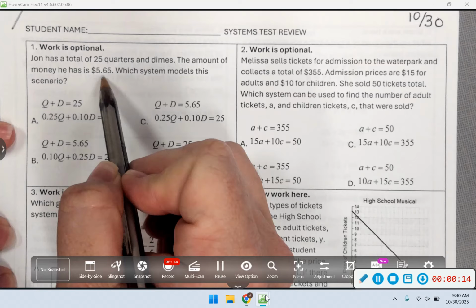So it tells me adult tickets is A, so this is 15A for adults, and then children tickets are C, so 10C. So I know it has to have a 15A and a 10C. This one does, this one does, this one does not, and this one does not. Again, money goes with money goes with money, so 15A plus 10C equals 355, which is C.